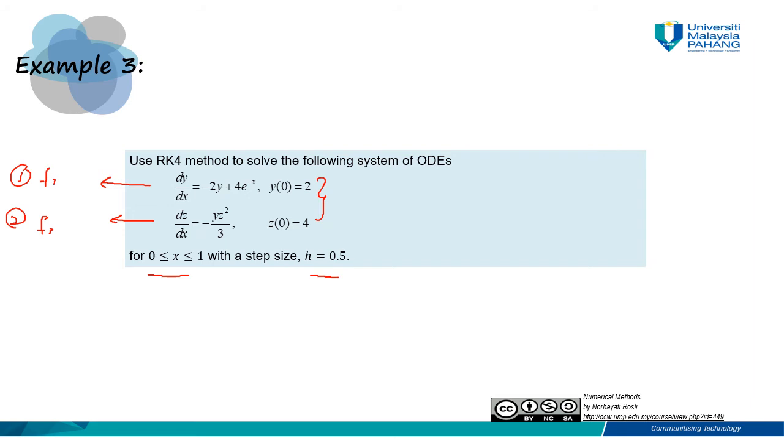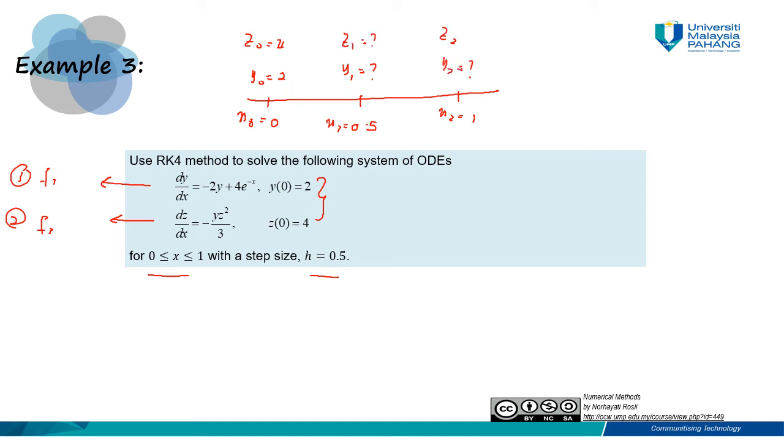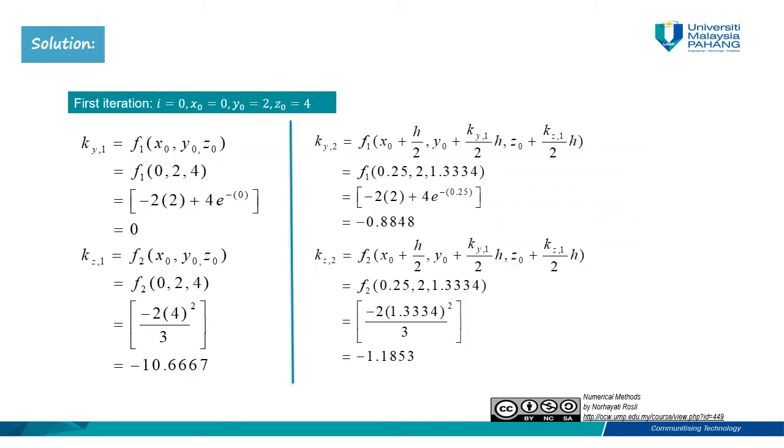If we sketch our timeline, we have x0 equal to 0. Increment is 0.5, so x1 is equal to 0.5, and x2 is equal to 1. We just stop at 1 because the interval is from 0 until 1. Given our initial condition, y0 is equal to 2 and z0 is equal to 4. And we need to find the values for y1, z1, and also y2, z2. So this is the solution.